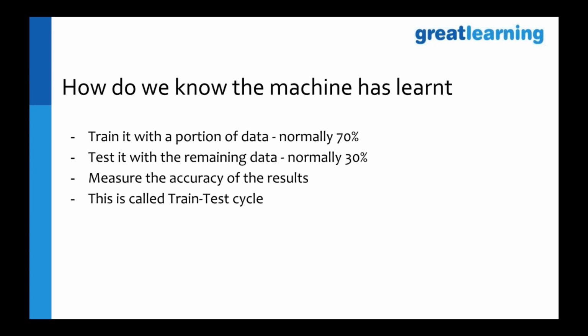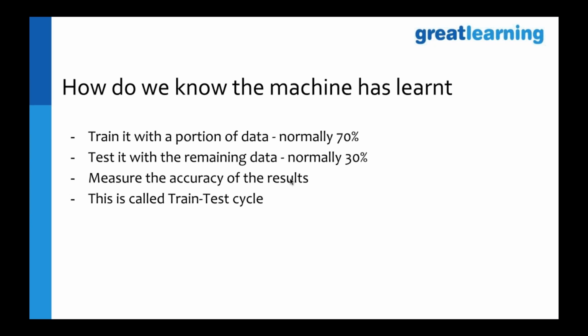So if it has learned a function, we will now call that function with the remaining 30% of the data points we never showed it, right? And see what is the output that the function is giving versus the actual output. And that is how we measure the accuracy of the machine's learning.